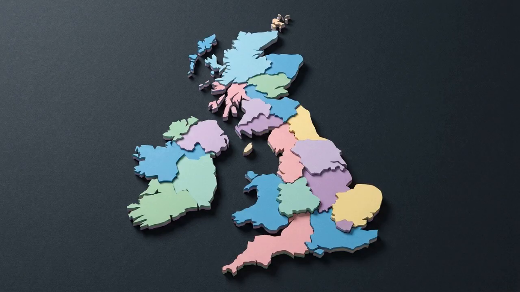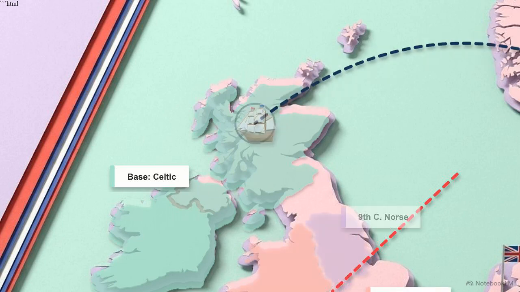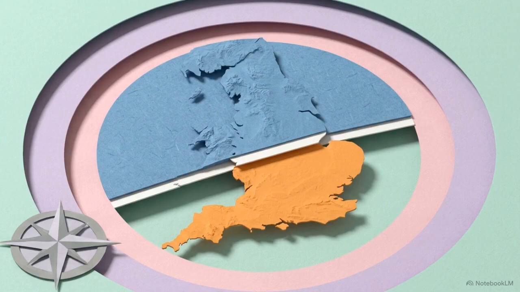Even at its source, the English language is heavily fractured. Its origin on the British Isles involved continuous migration, warfare, and contact, starting with Germanic Anglo-Saxon invasions and layering through subsequent Norse and Norman conquests. Linguists measure this variation using tools like John Wells' standard lexical sets, shown here. By comparing sets of words like bath, trap, and strut, we map exact phonemic inventories and specific phonetic outputs across different regions. This mapping reveals an acute north-south dialect divide in England.